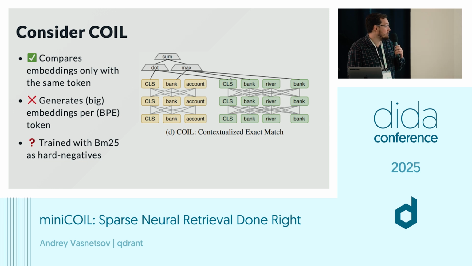And the main problem of this model is, of course, that it was trained with BM25 as a hard negative example, but in the slide you saw that it does not outperform BM25 in this out-of-domain context. So we will try to fix this.